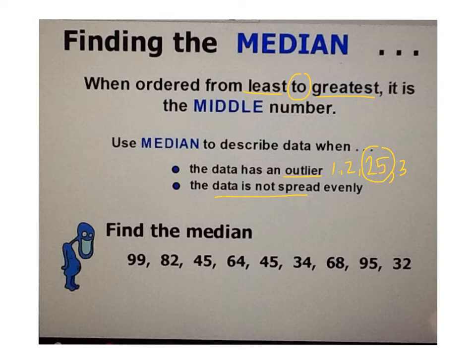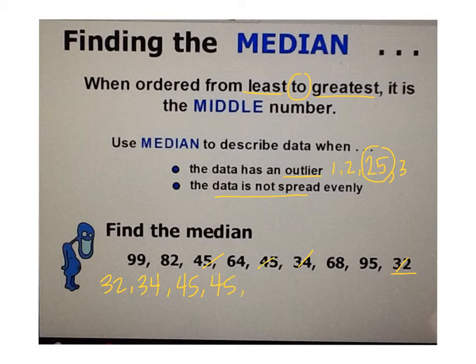So find the median. First let's start with putting these numbers in order from least to greatest. It looks like 32 is the smallest number here, 32, followed by 34. So I'm just going to write 34. Any more 30s? No, there are not. The next one is in our 40s. So we have a 45 and another 45. Any more 40s? No.